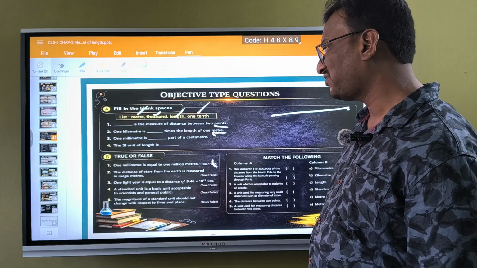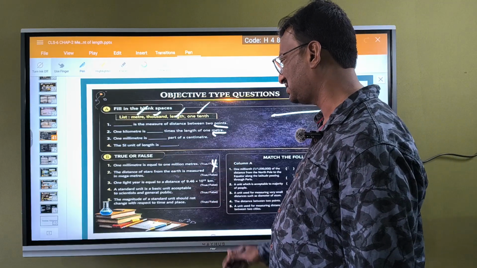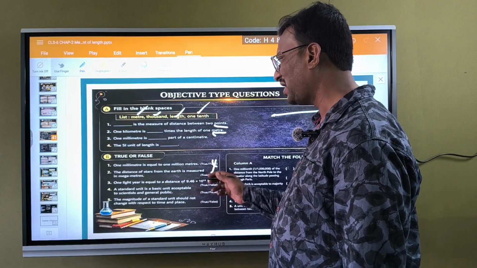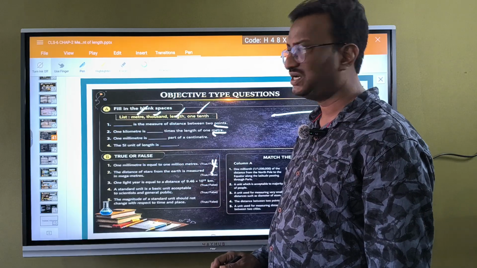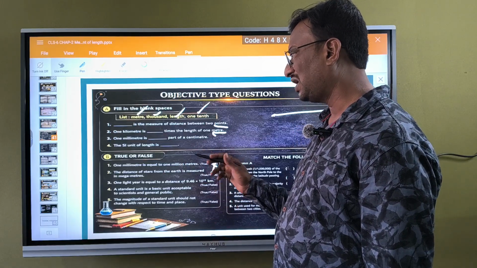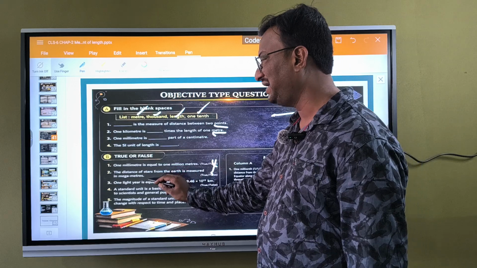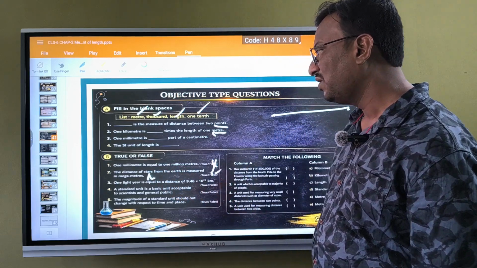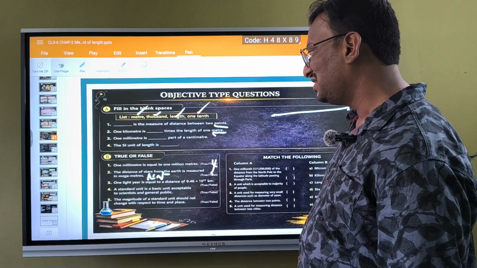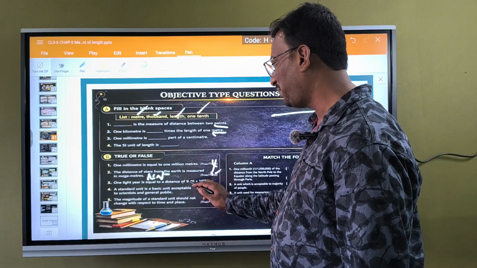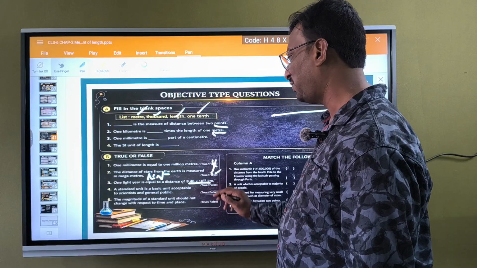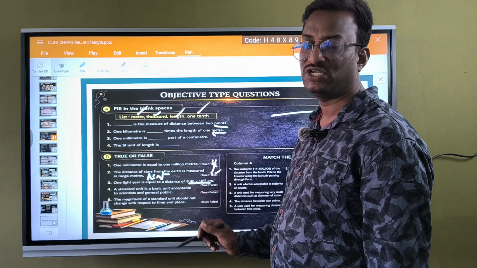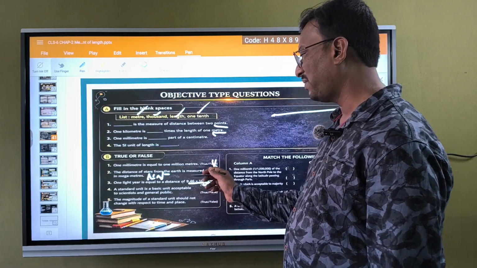The distance of the stars from the earth is measured in megameters. No, it is actually measured in light years. So this is false. 1 light year is equal to the distance of 9.46 into 10 power 12 kilometers. So this is the value, children. It is true. Try to remember this.